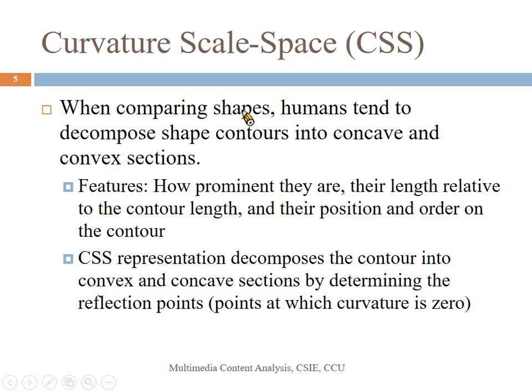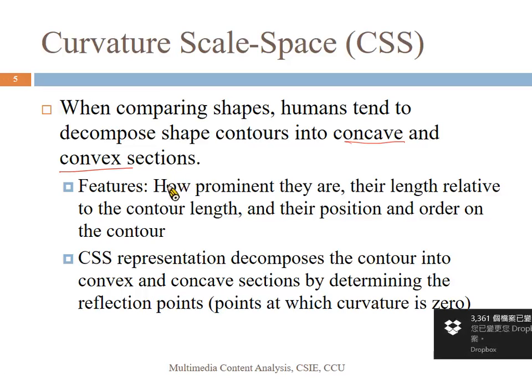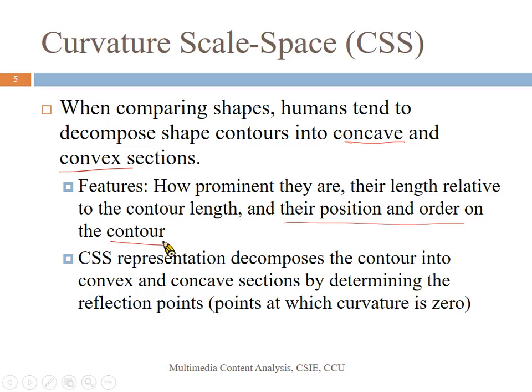Curvature scale space is in the following. When comparing shapes, humans tend to decompose shape contour into concave and convex sections. So this is how we understand an object's shape feature. So we want to describe how prominent the concave and convex sections are, their length relative to the contour length, and their position and order on the contour.